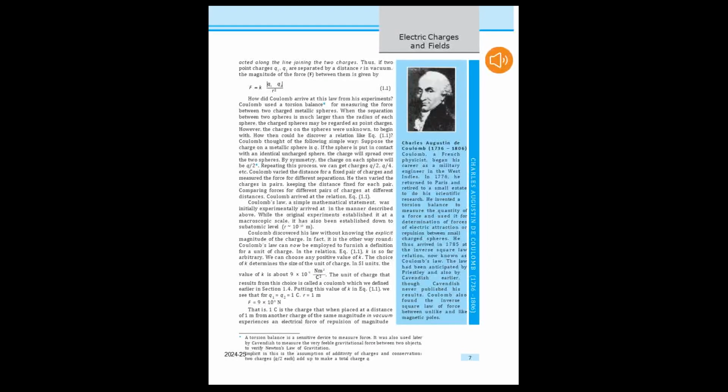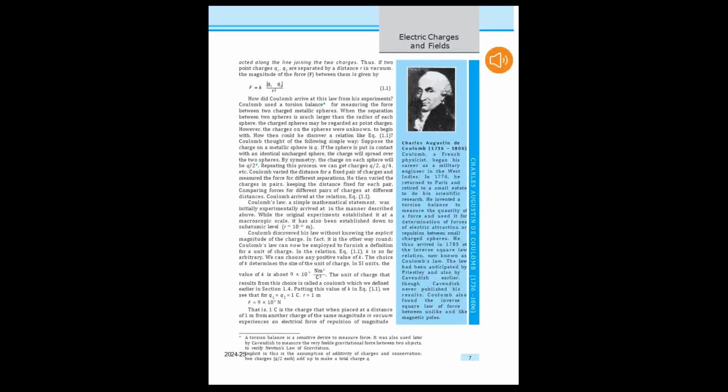Coulomb thought of the following simple way. Suppose the charge on a metallic sphere is Q, and the sphere is put in contact with an identical uncharged sphere. The charge will spread over the two spheres. By symmetry, the charge on each sphere will be Q/2. Repeating this process, we can get charges Q/2, Q/4, etc.